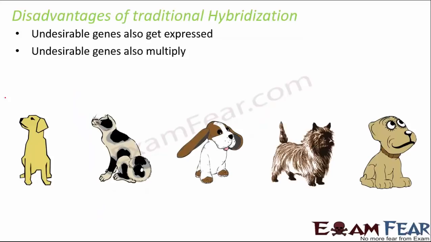Now, when it comes to biotechnology, there was traditional hybridization, where we take desired genes from different organisms and produce a hybrid with all the desirable traits, right? But that was a traditional method which was followed. Now, what was the advantage? That we used to get organisms with our own desirable traits. But there were certain disadvantages associated with that. For example, undesirable genes also get expressed, undesirable genes also multiply. So along with the desired traits, there are certain undesired traits which also come as a part of the process.